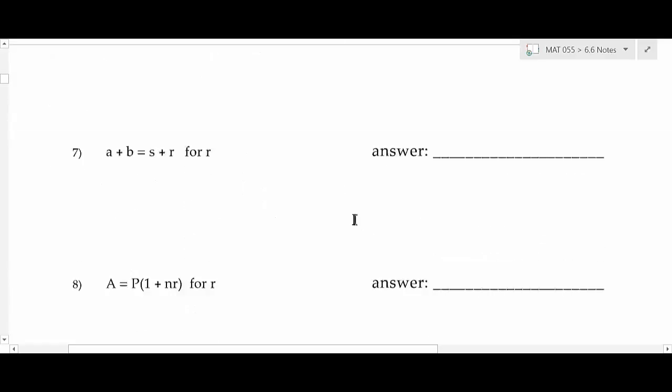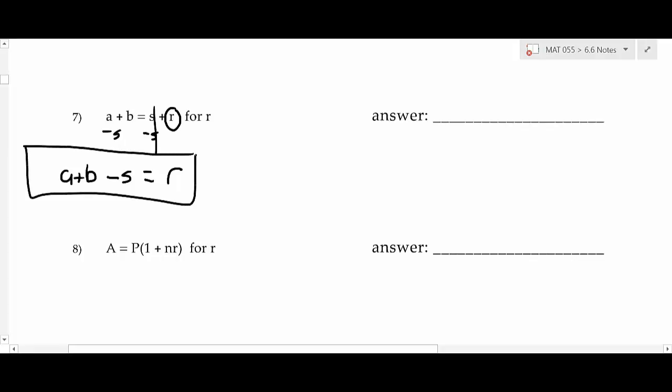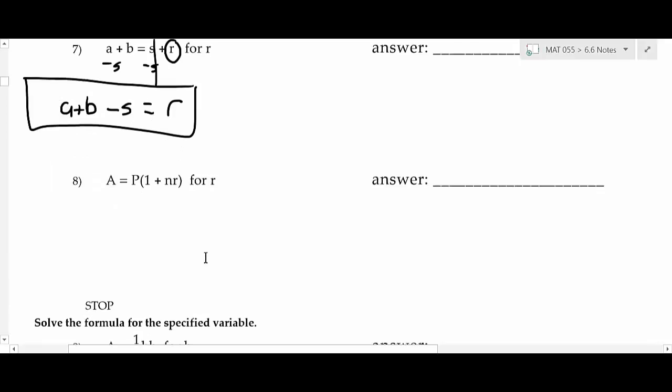Okay, next one. Okay, let's do this way. All you're trying to do is get rid of S. What's the correct way to make S go away? Subtract, because it's being added, right? It's being added. So subtract S from both sides. That's going to give R. Then you're going to have A plus B first, then subtract S. So that's how that goes. It's like that, okay? All right. Any questions? Okay.